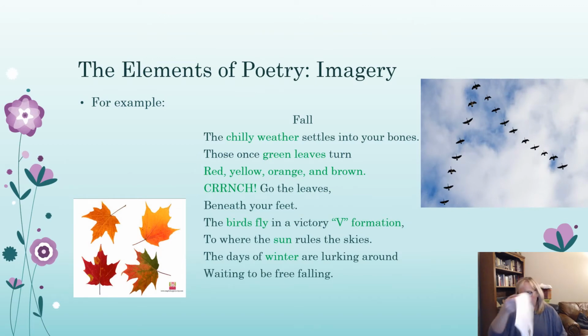When we're talking about imagery, I like this poem for an example. Look at this. The chilly weather settles into your bones. Those once green leaves turn red, yellow, orange, and brown. Crunch go the leaves beneath your feet. The birds fly in a victory V formation to where the sun rules the skies. The days of winter are lurking around, waiting to be free falling.